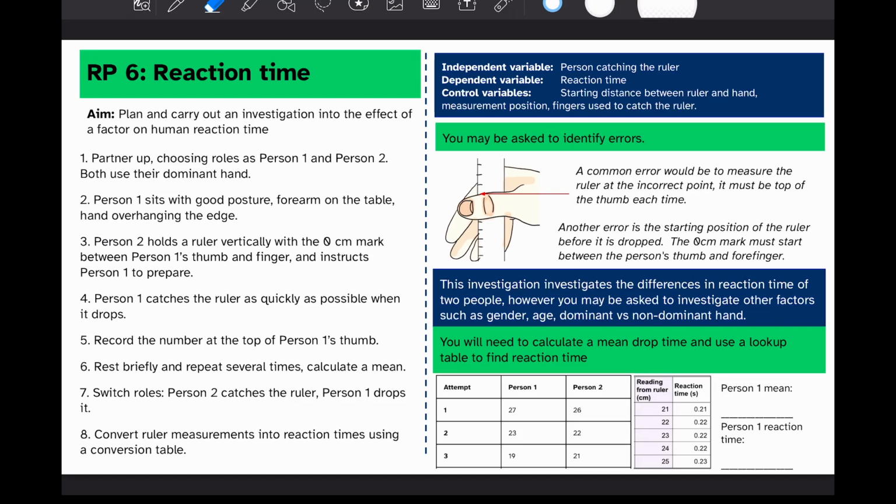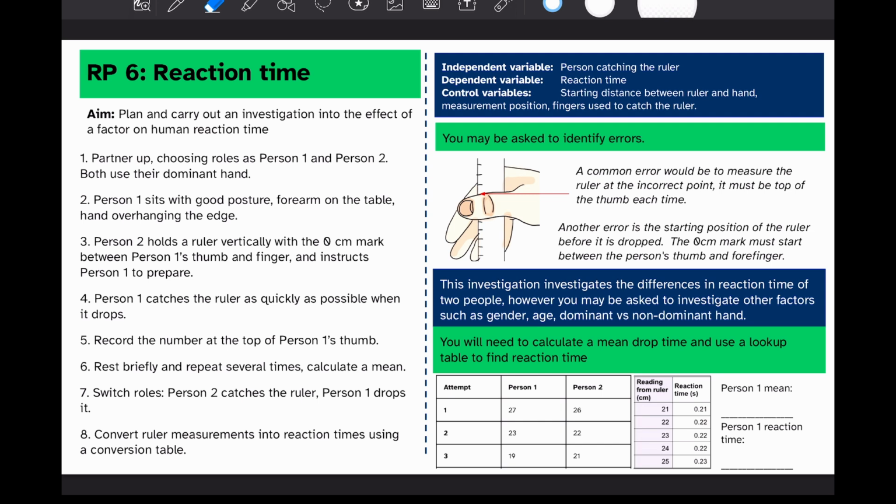Okay, this is the reaction time required practical. It's the first required practical on the biology paper 2, and it is for combined and for triple students. So the aim of this practical is to investigate how some kind of factor is going to affect the reaction time of people.